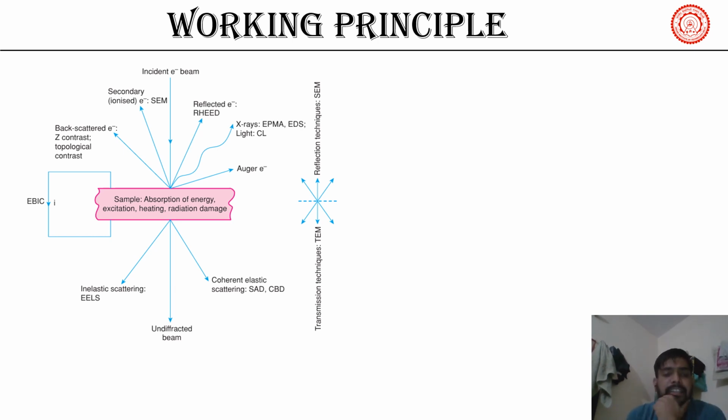Here we can see that if the electron beam interacts with the specimen, then a various number of interactions are possible, and based on these types of interaction, different types of electron microscopy have been defined. For example, if we collect only the inelastic scattering electrons, then this is termed as EELS, and this is the coherent elastic scattering, SAD and CBED. This is the portion which has to be discussed in transmission electron microscopy. Further, there are Auger electron microscopy and cathodoluminescence.